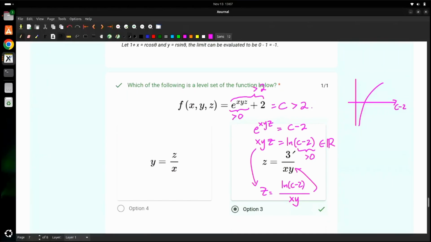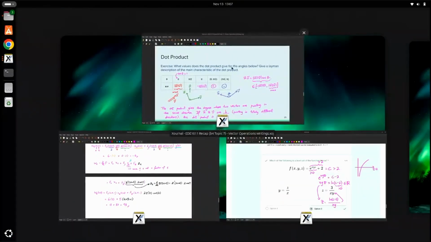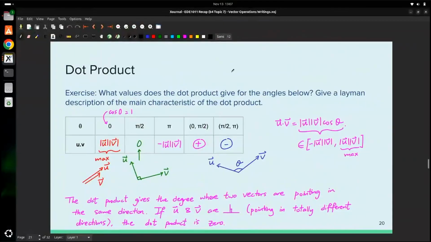Okay, so this is of course testing you on the understanding of level sets as well as the range of multivariable functions. Okay, so now we are going to continue with our vector operations. So we stopped at dot product.